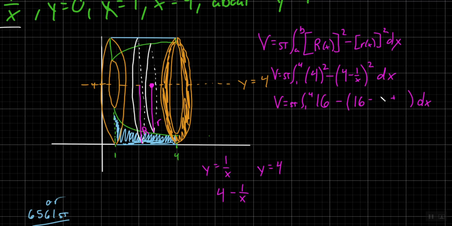What are you doing, foil? I got 16 minus 8 over x. Yep. Plus 1 over x squared. Yep, perfect. Okay, distribute the negative is our next step. Volume equals pi of 1 to 4. Well, those just cancel out. So we have 8 over x minus 1 over x squared dx. Yes. Okay.